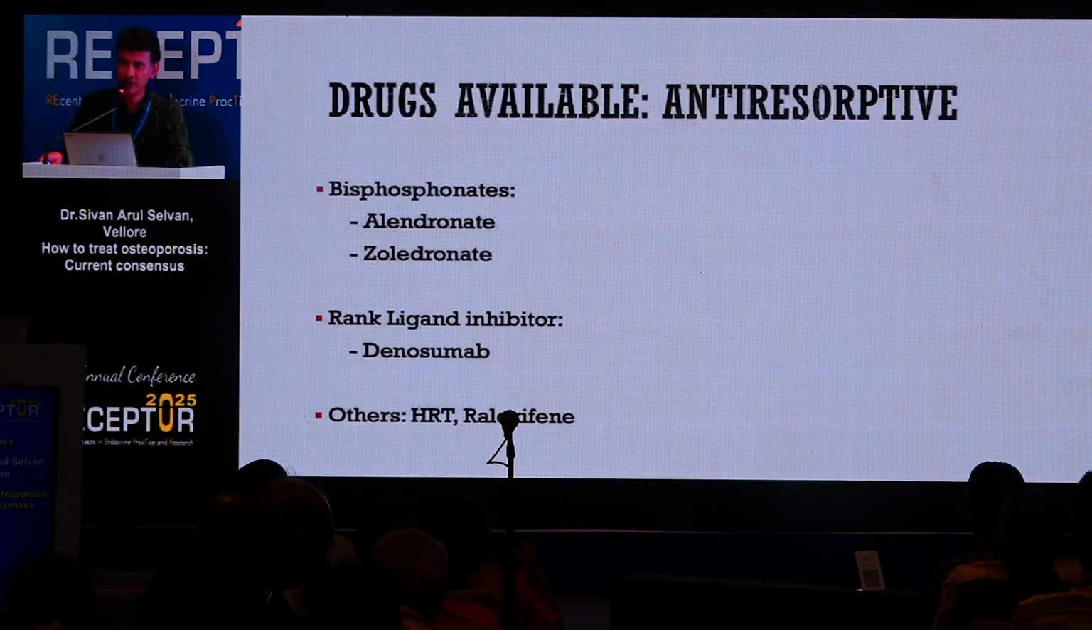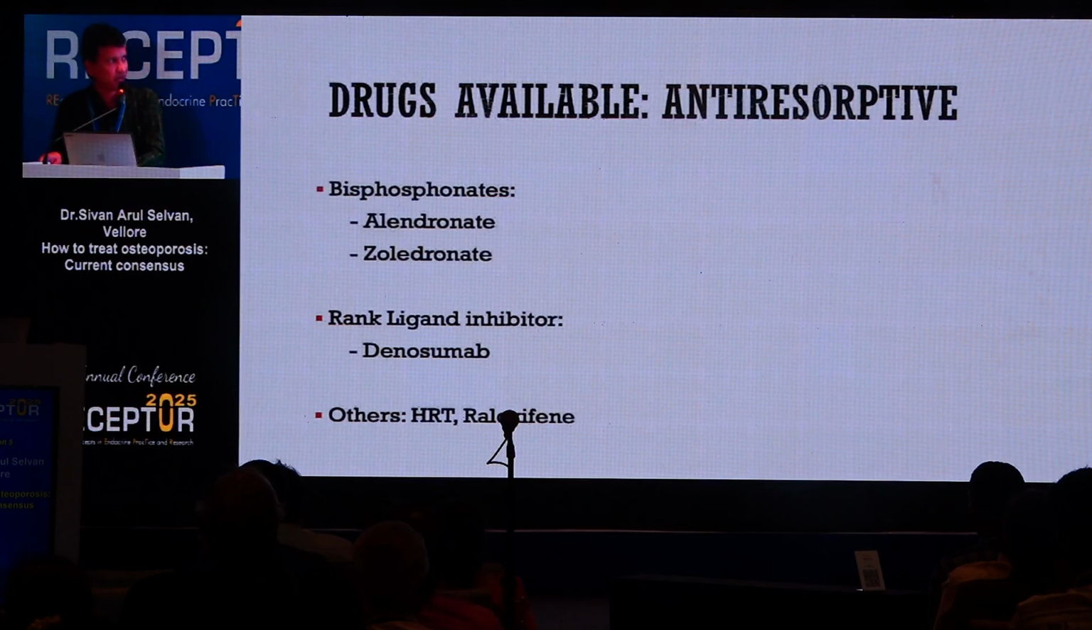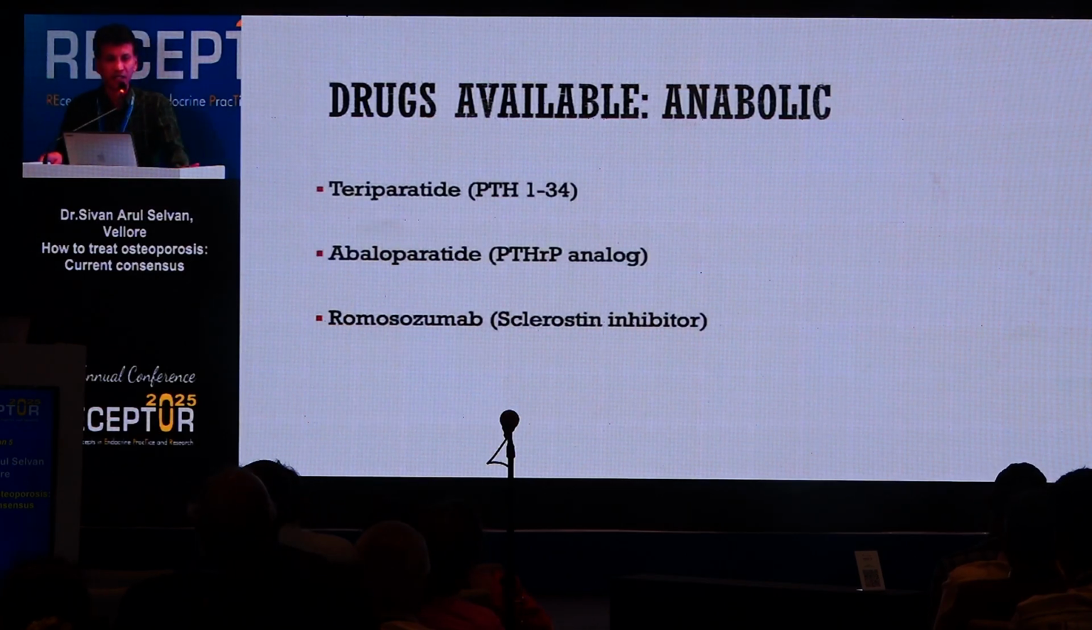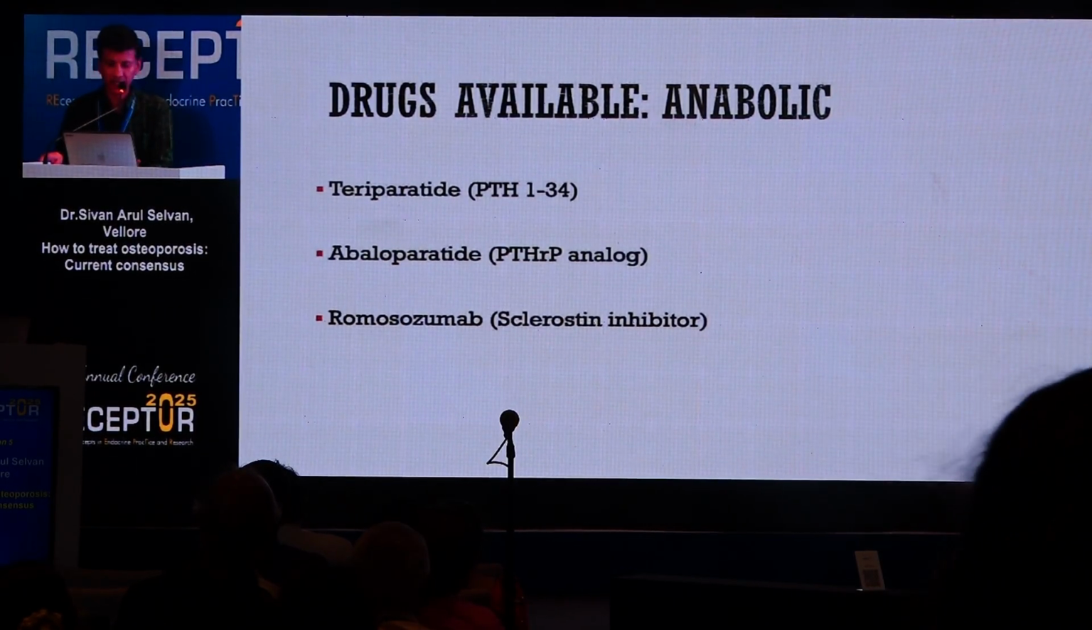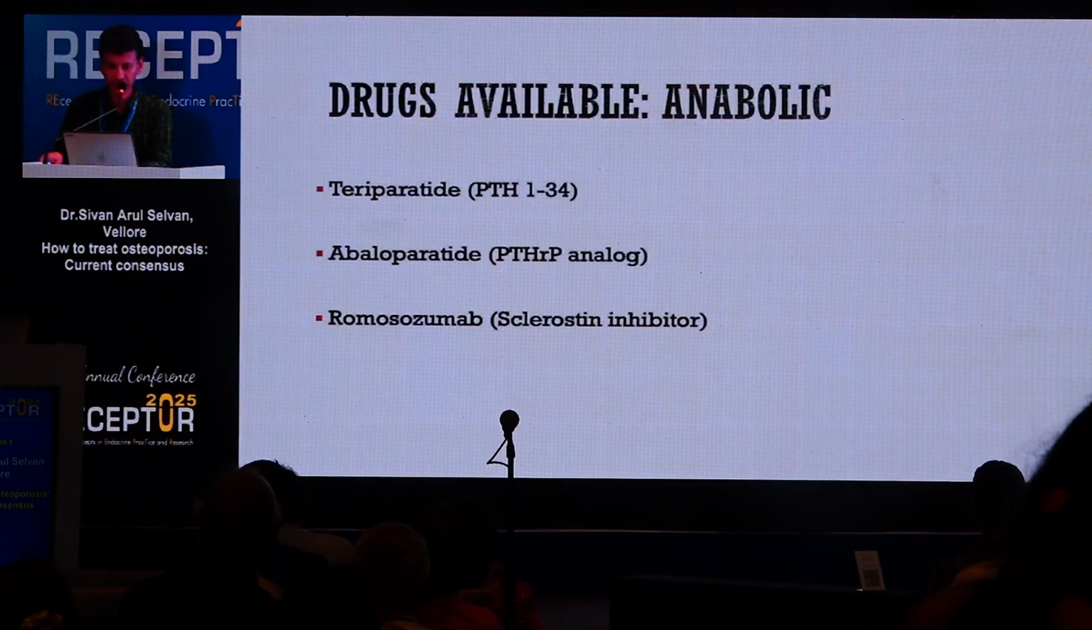HRT is mostly used when the patient is very young, with premature menopause. In postmenopausal age, generally we don't use HRT or Evista. So it is mostly bisphosphonates or denosumab, that is, anti-resorptive agents. And among anabolic agents, the most commonly used is teriparatide. We also have abaloparatide and romosozumab, which is the latest one in the armamentarium, a sclerostin inhibitor.